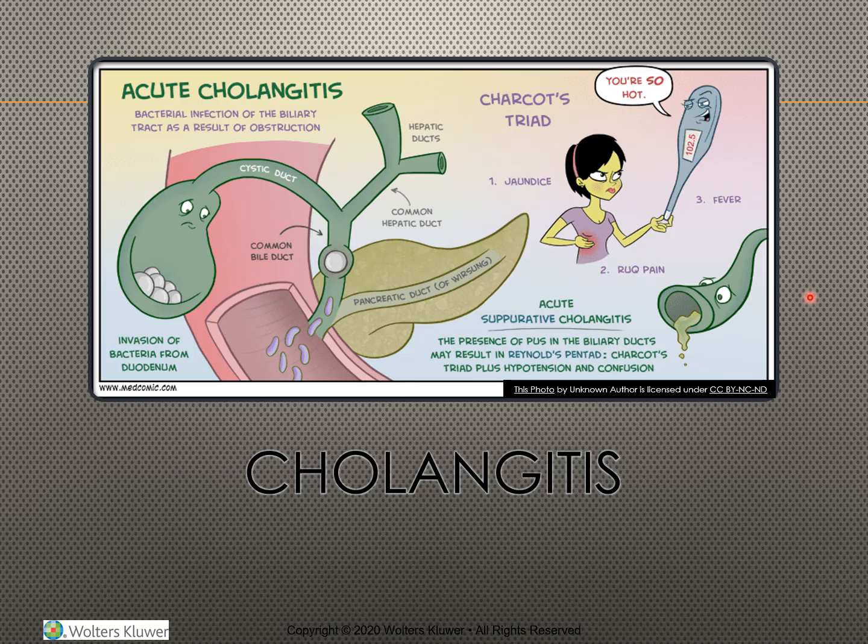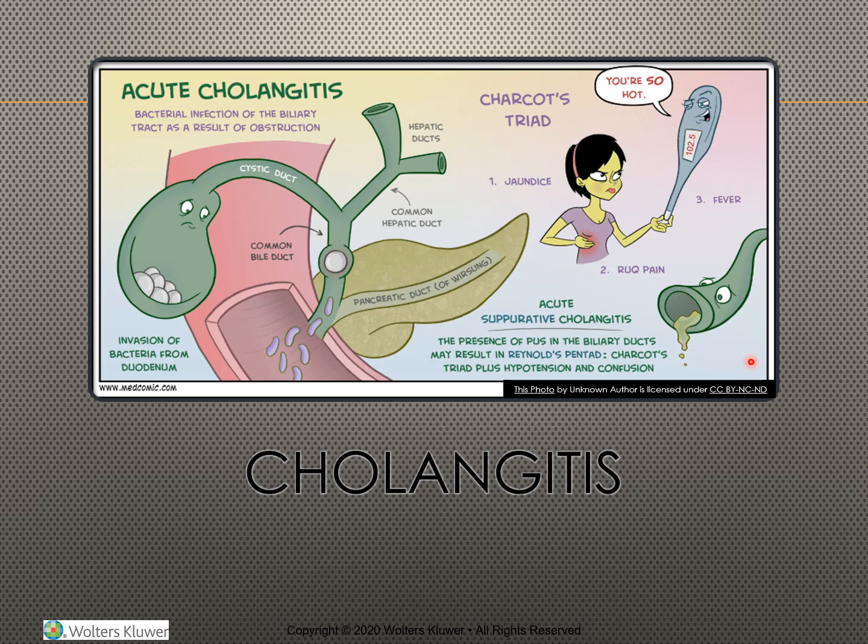A complication of acute cholangitis is something called acute suppurative cholangitis, and that's kind of depicted over here. And that is when we get this development of purulent fluid within the common bile duct. So acute suppurative cholangitis is the presence of pus in the biliary ducts, and it results in something called Charcot's triad, which is jaundice, fever, and right upper quadrant pain.